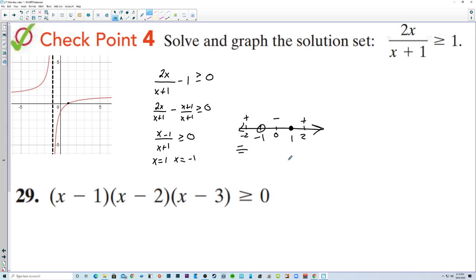So we want the positive. So negative infinity to negative 1, don't include that one. And then include 1 to infinity. And that's the other place where this graph or this function is positive.